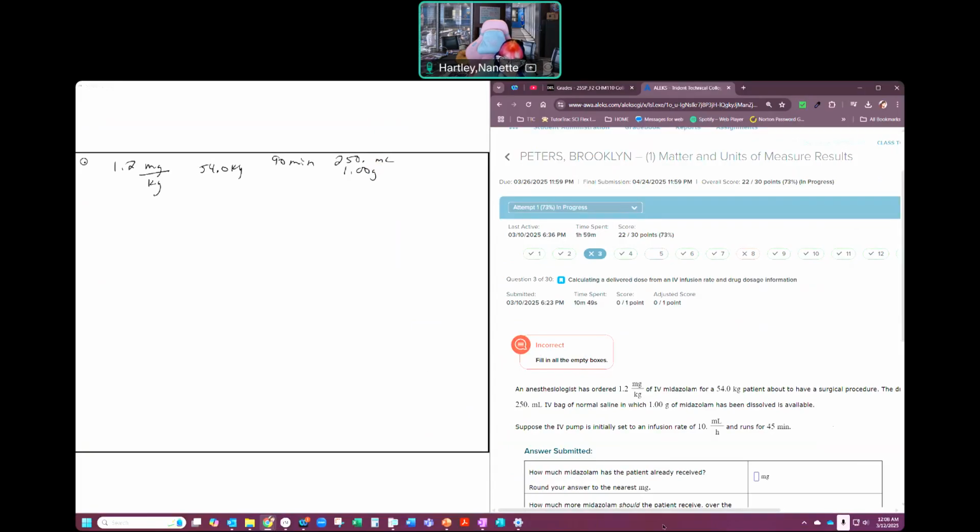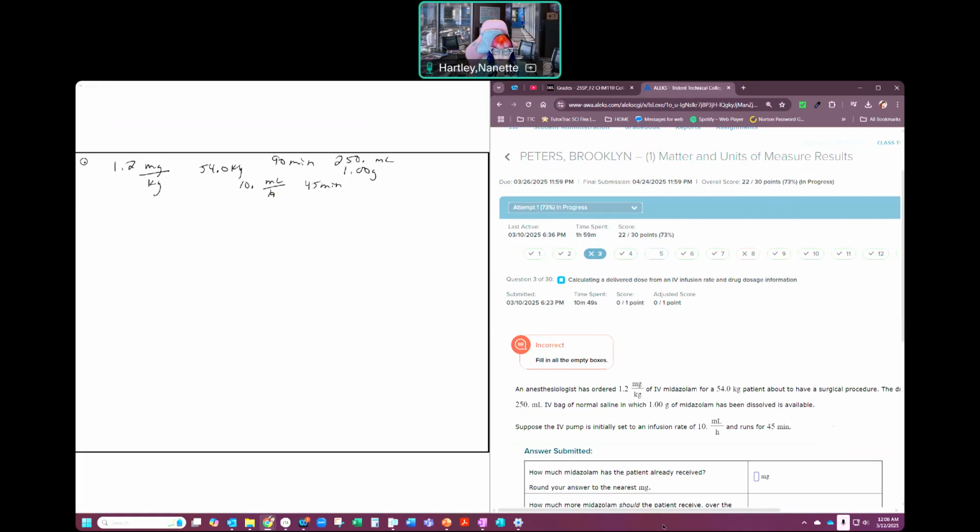Suppose the IV pump is initially set to an infusion rate of 10 milliliters per hour. It runs for 45 minutes. So this is how long it's been running. Okay, awesome. I have a bunch of information.